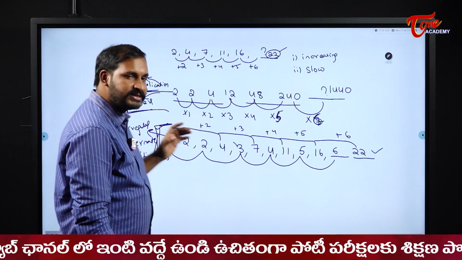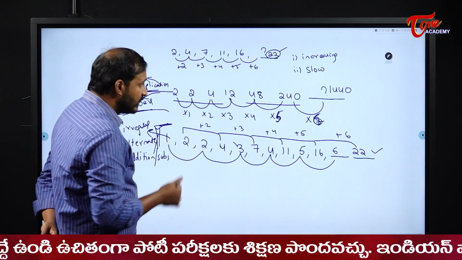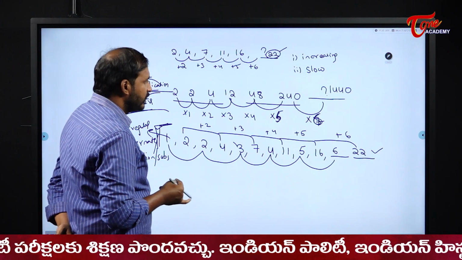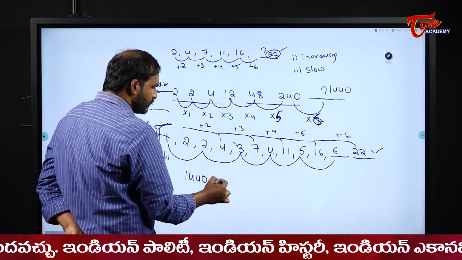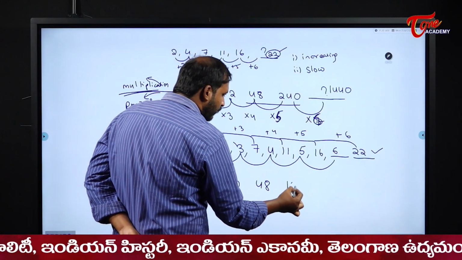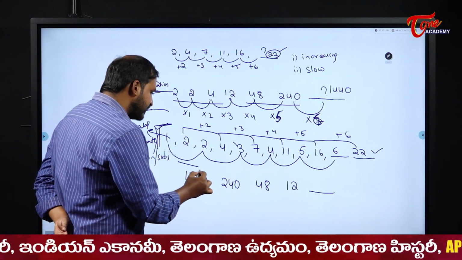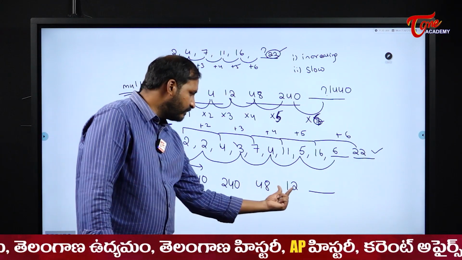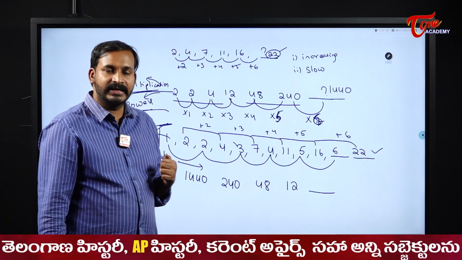Sir, sometimes there will be series as decreasing. Yes, there will be decreasing series, something like this. Take for example, 1440, next 240, 48, 12, what comes next? Now, when you see it like this, whenever a series is falling suddenly, is it falling suddenly or not? From 1440 it came to 12 in a span of just a few numbers. So, what is happening here?